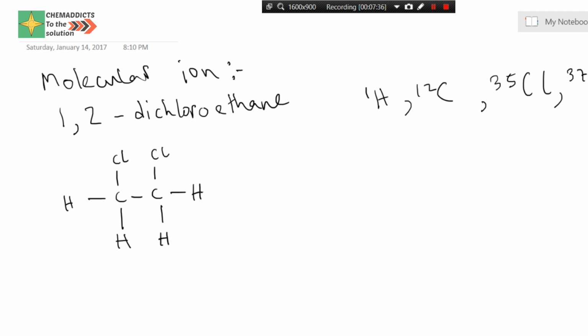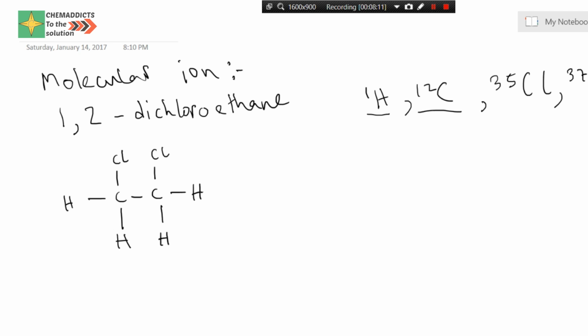Here we have only one isotope of hydrogen, that is hydrogen 1. All of the hydrogens here will be isotope 1, hydrogen 1 in each case. We also know that the only isotope of carbon present here is 12. Here this is carbon 12 and this is carbon 12.